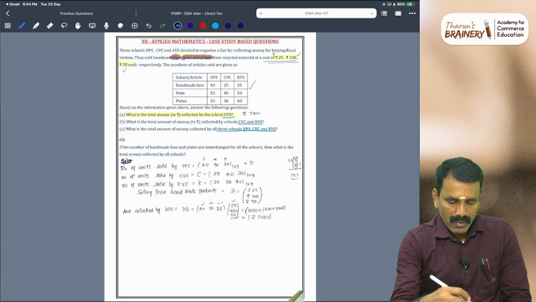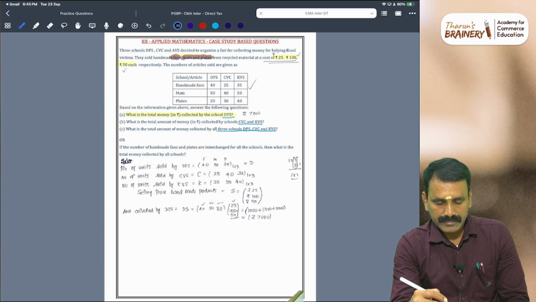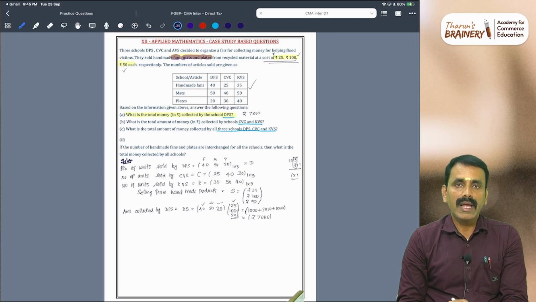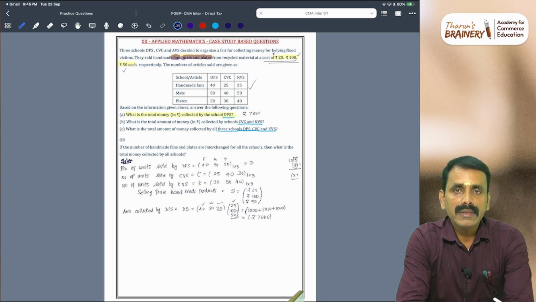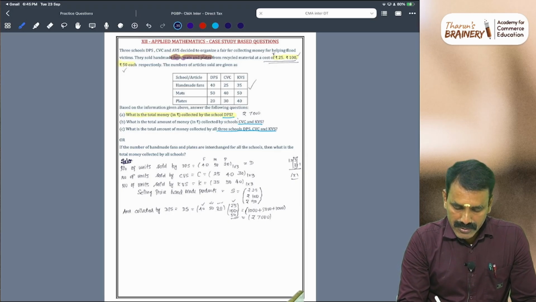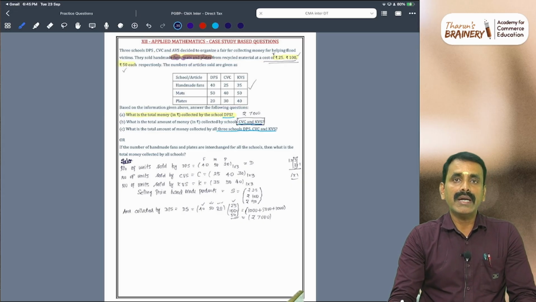The second question, read the question carefully. What is the total amount of money in rupees collected by schools CVC and KVS? Is it clear? So in this case, we are supposed to calculate the total products sold by the two schools. Then we have to multiply with the selling price of each unit of the product. Do you understand? So first we are supposed to find the total units sold by the schools CVC and KVS. So we are going to do addition here.